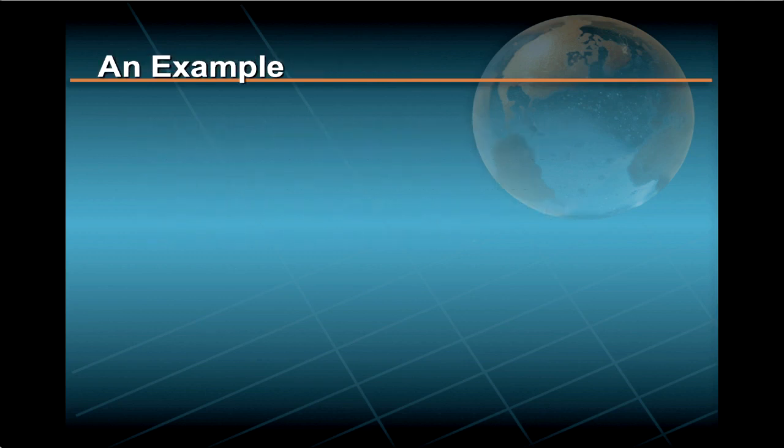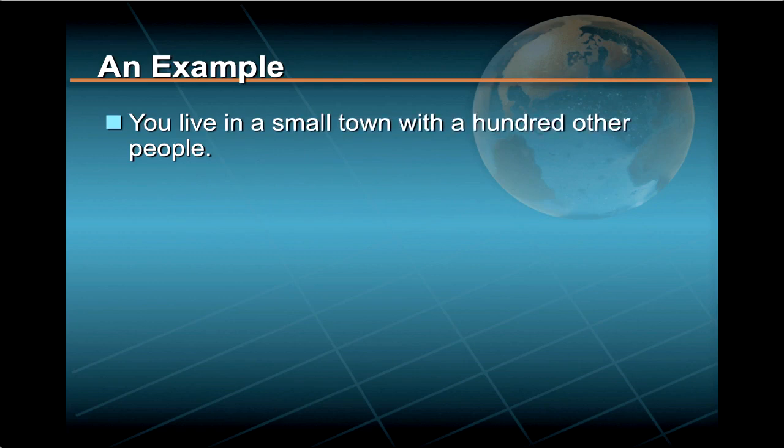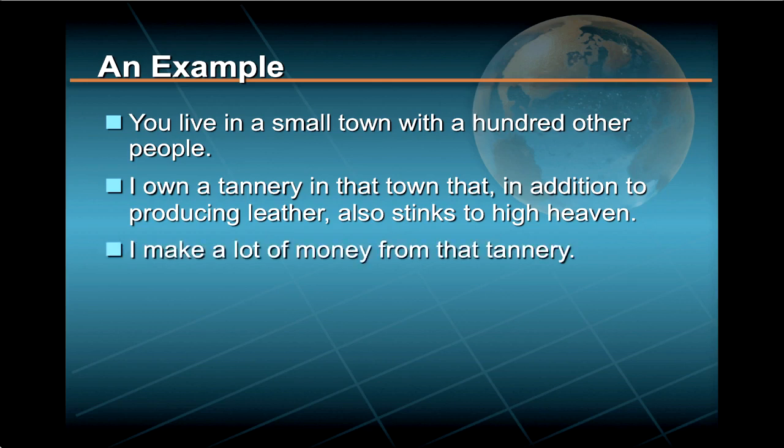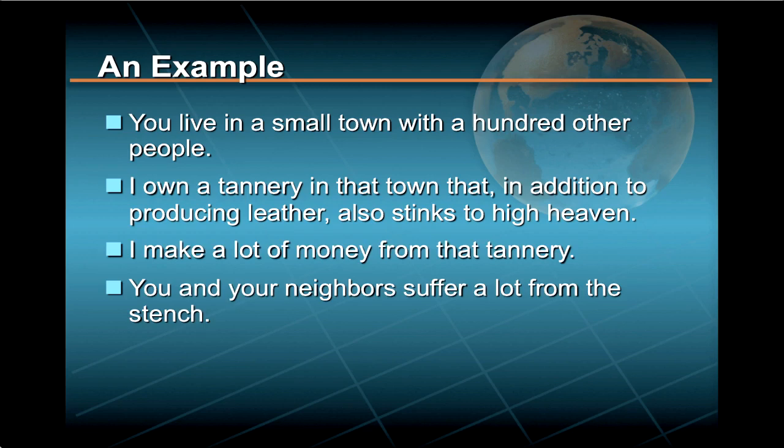Here's an example of how the Coase Theorem might work. Suppose you live in a small town with 100 other people, and suppose I own a tannery in that town that, in addition to producing leather, also stinks to high heaven. Suppose further that I make a lot of money from that tannery, but you and your neighbors suffer a lot from the stench.